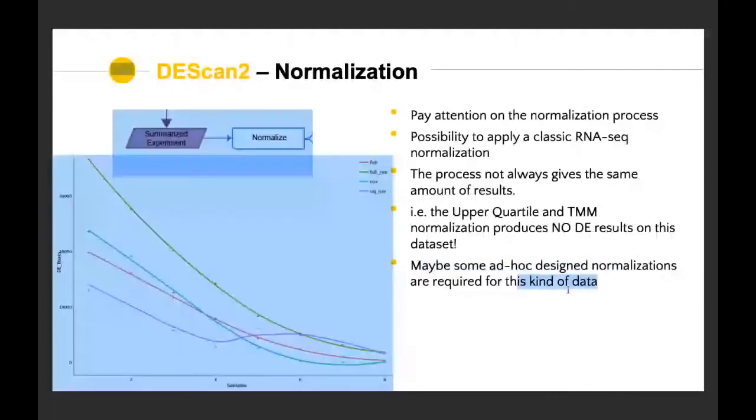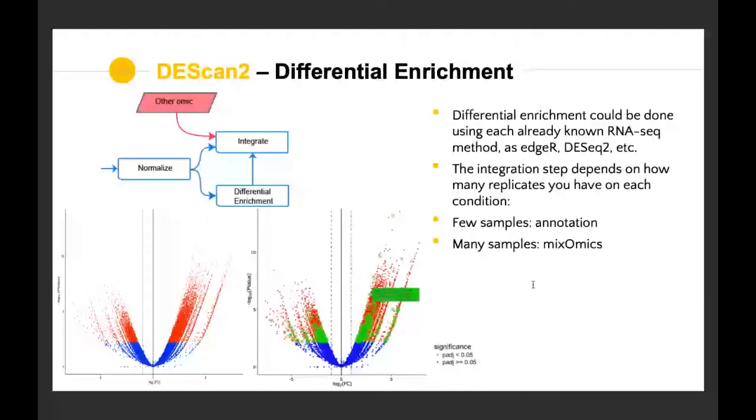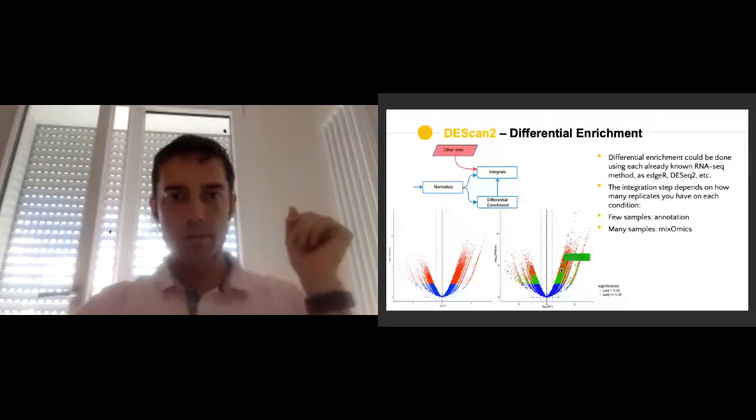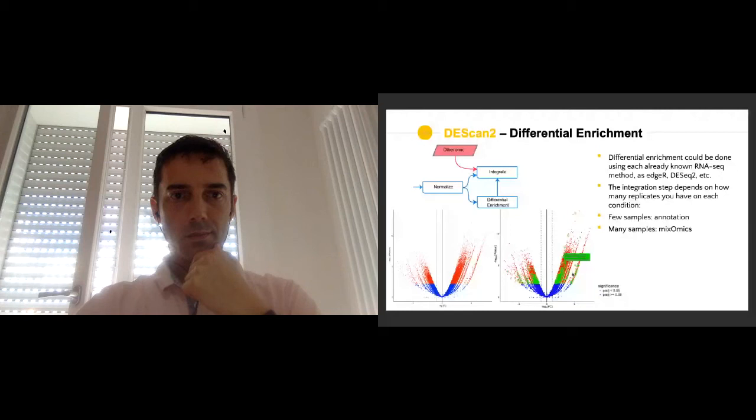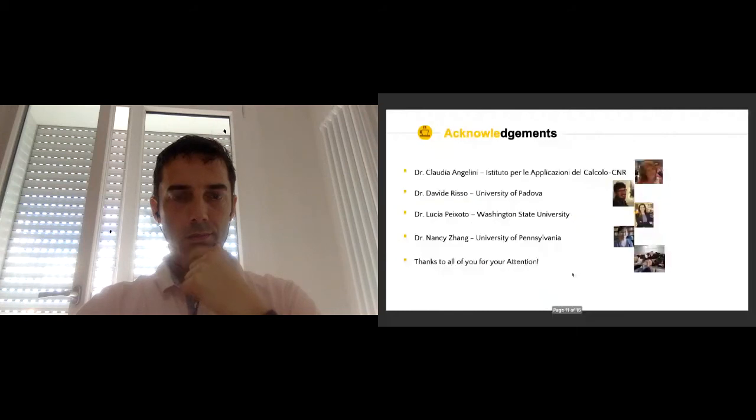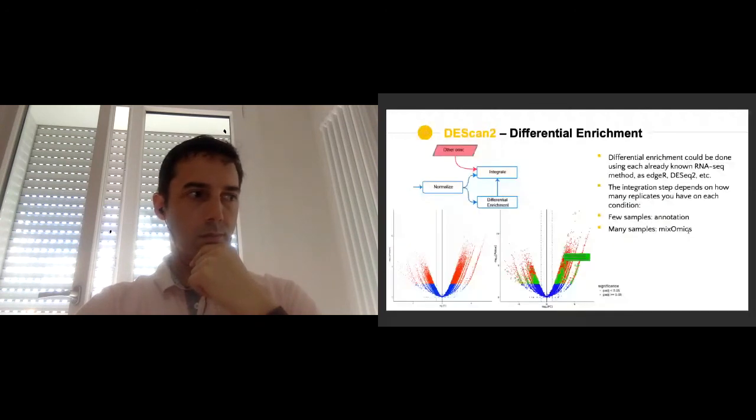Finally, once we have normalized the data, we can do differential enrichment. To do so, you can use edgeR, DESeq, NOISeq, whatever package you prefer. And also, if you want to, you can integrate with other kinds of omics, such as RNA-seq. So here, you have a volcano plot of the peaks. The differentially enriched peaks in red are the significant ones. In blue, the not significant ones. And here, in this other volcano, you have in green the peaks annotated with RNA-seq data, so genes, in this way. So if you have many samples, you can also use other kinds of integration methods, such as mixOmics, for example.